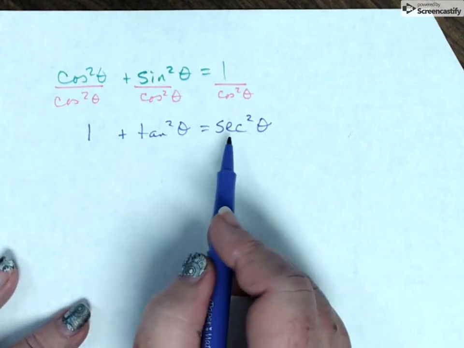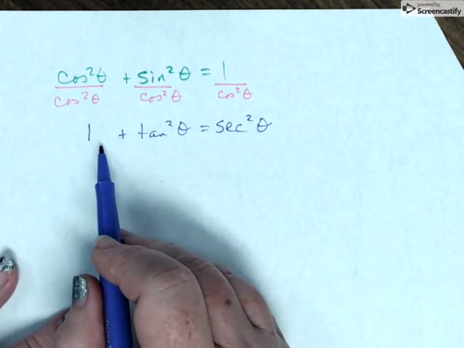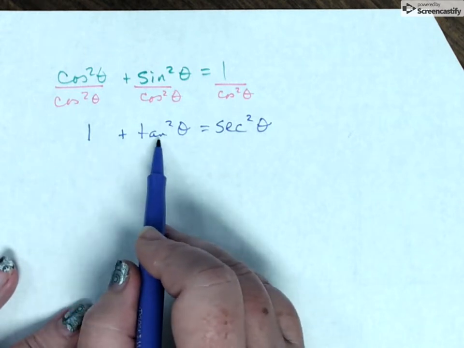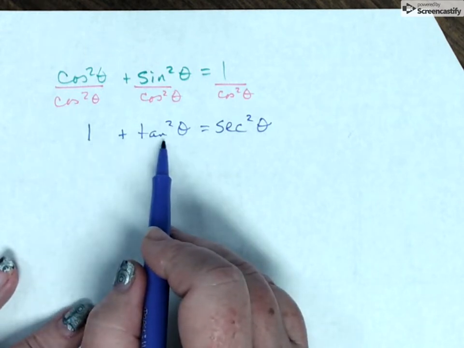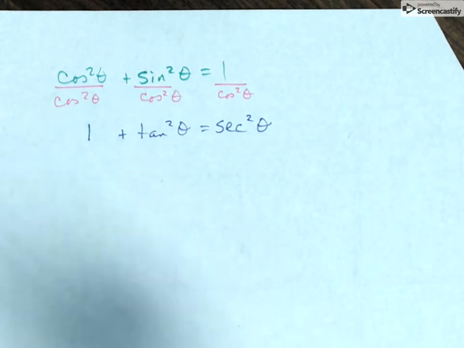So that's one of the equations we had. And once again, I think in my notes I had tangent squared theta plus 1. But remember, 1 plus tangent squared theta and tangent squared theta plus 1 is no different.